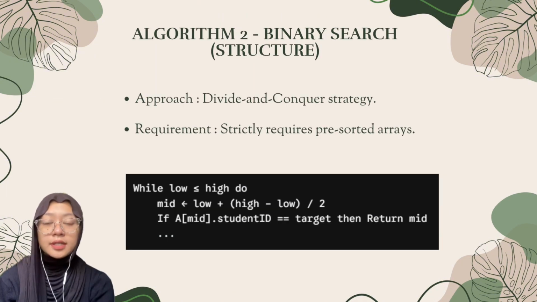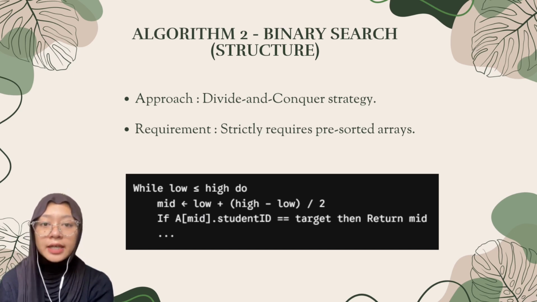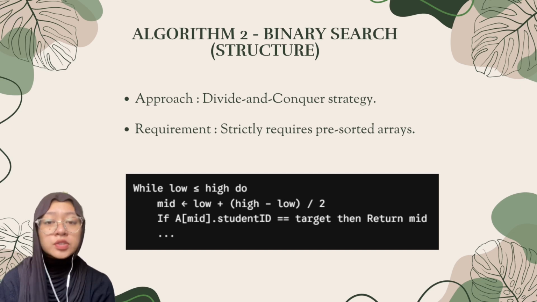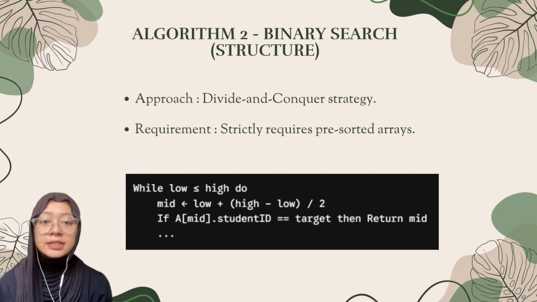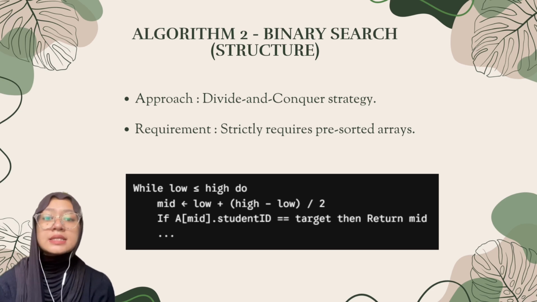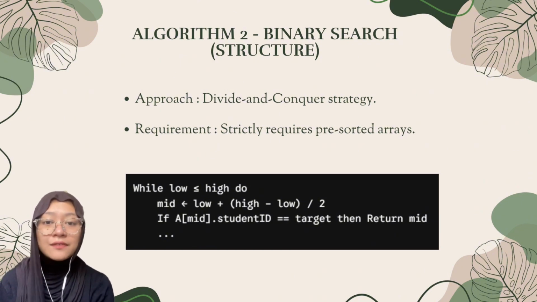Next, we analyze algorithm 2, which is binary search, which introduces an optimized divide and conquer paradigm. Unlike the sequential approach, binary search strictly mandates that the student record array be pre-sorted. The logical framework initializes low and high pointer boundaries. Within the while loop, the algorithm continuously computes the dynamic mid-index. By inspecting the center element and shifting pointers accordingly, the system effectively eliminates 50% of the active search pool during each individual loop iteration.